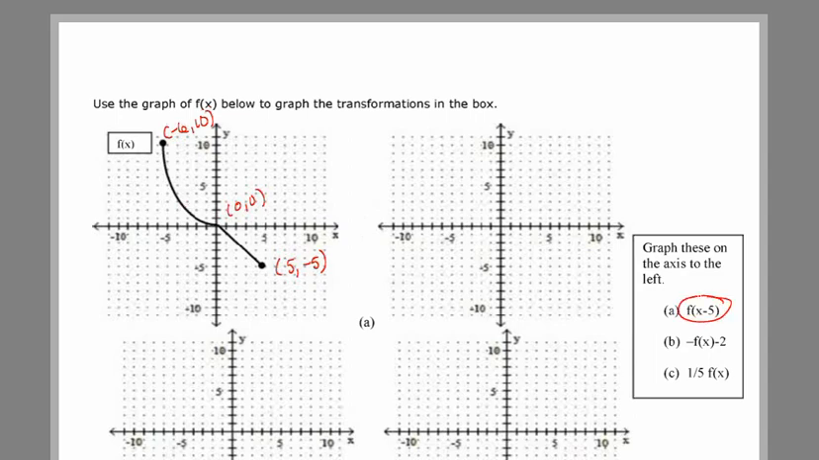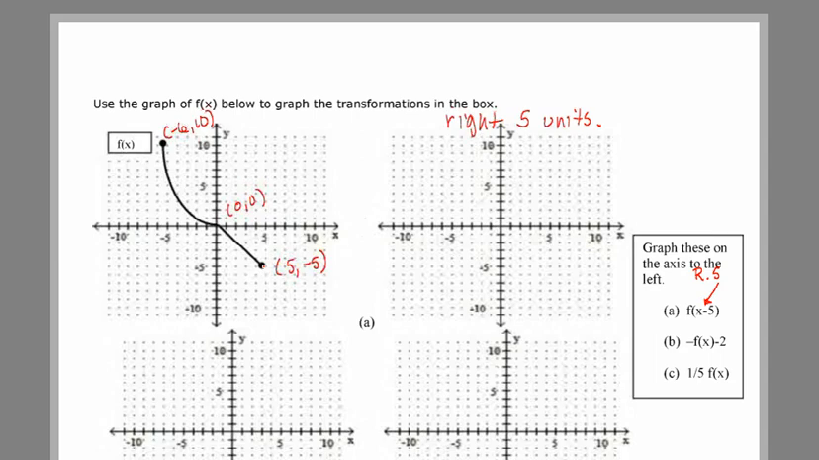First one is f of x minus 5. Since the -5 is coming inside the function, what did we say earlier with our transformations? If it's inside, we move it left or right. Well, the -5 inside means we're actually moving it right 5 units. So I want to take this basic shape over here and shift it right 5 units.